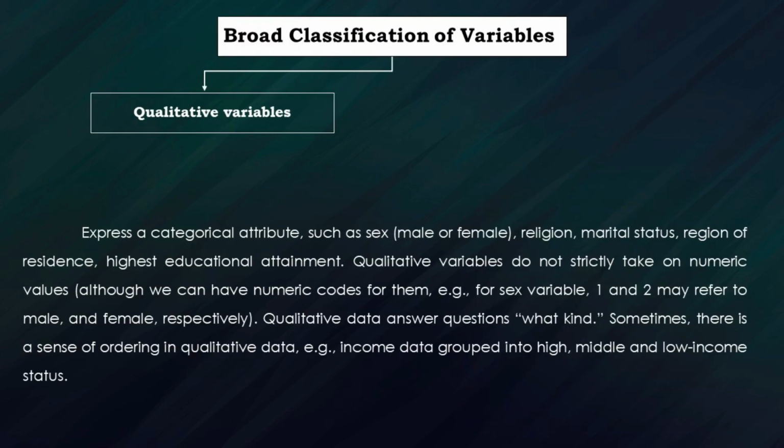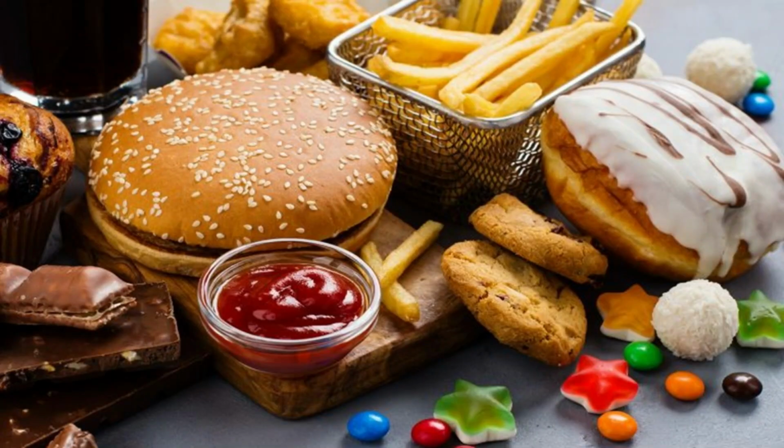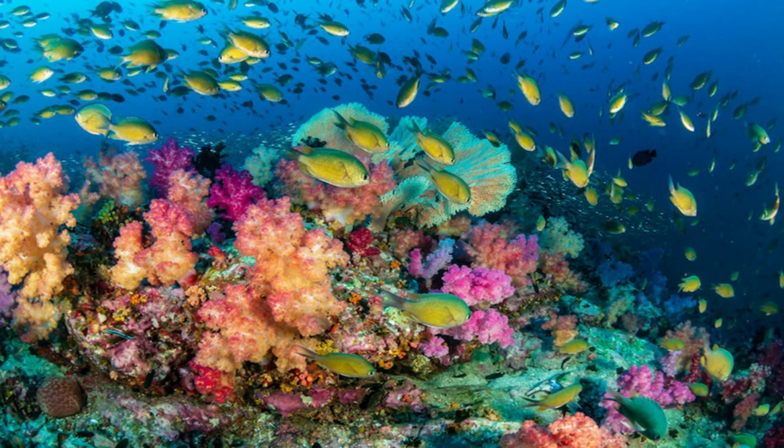There are two main types of variables: qualitative and quantitative. Qualitative variables describe attributes or qualities that can't be measured with numbers. For example, think of gender, religion, or marital status. These variables answer questions like what kind and what type. It can be families of dogs, foods or snacks, and fishes.